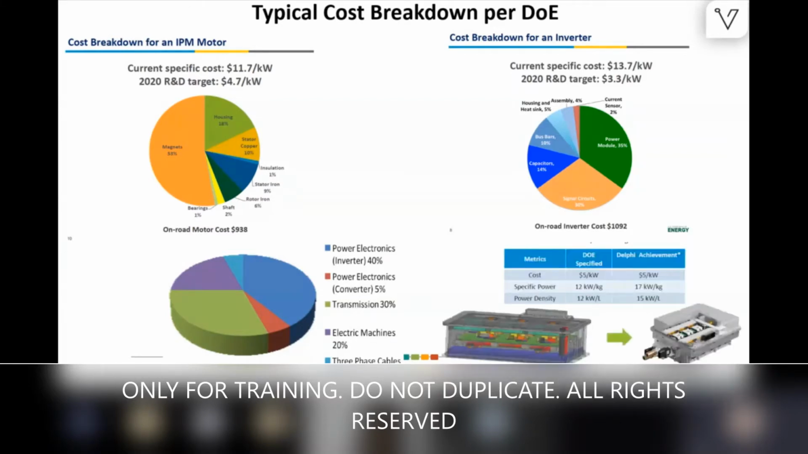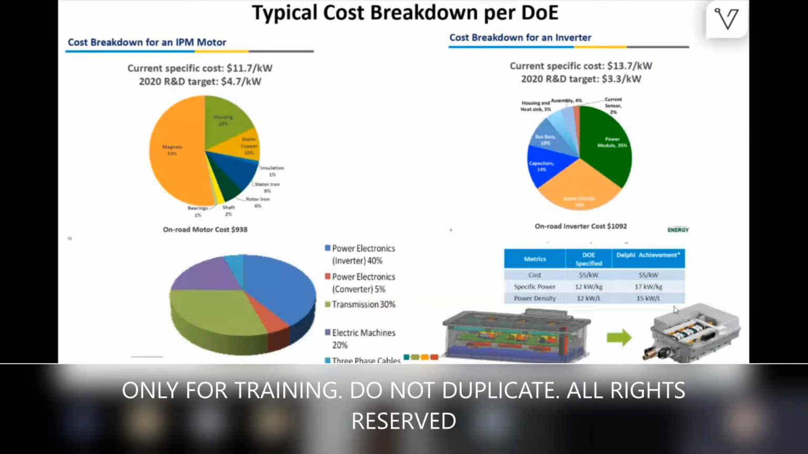Now, where we stand today, one of the examples that I could see here is a Delphi inverter. Against those DOE targets, they have published their own numbers. There are many other companies that have published like this, and they take these references so that we can compare, or we can check how they stand, where they stand, and you can see the cost target is met. The specific power density and the volumetric densities are also met or surpassed.